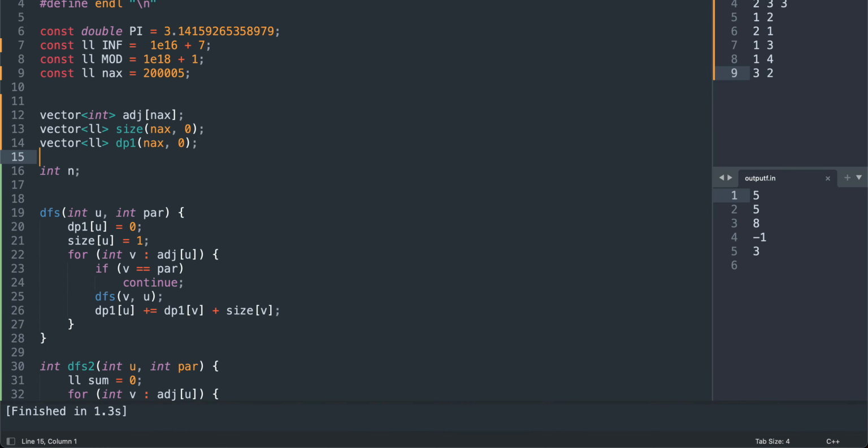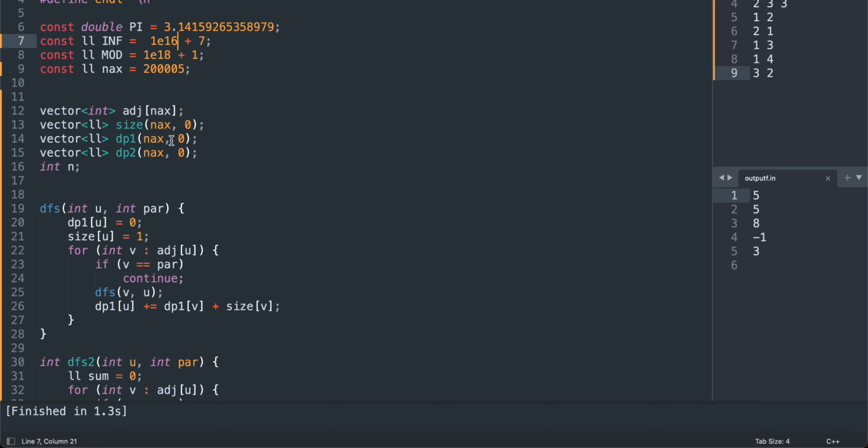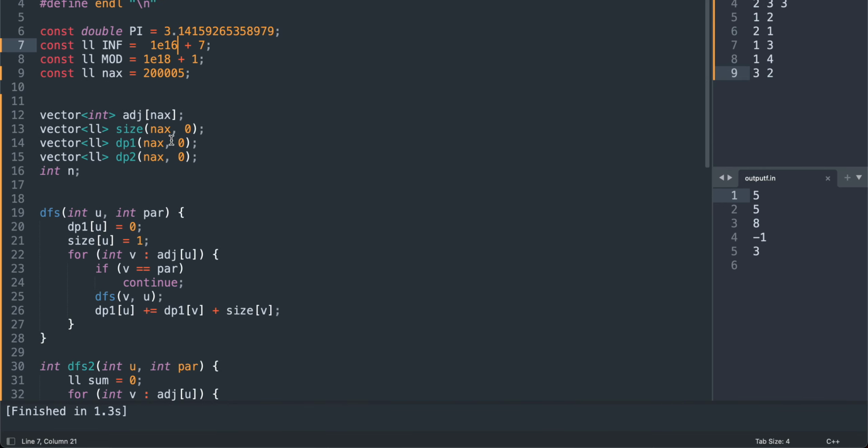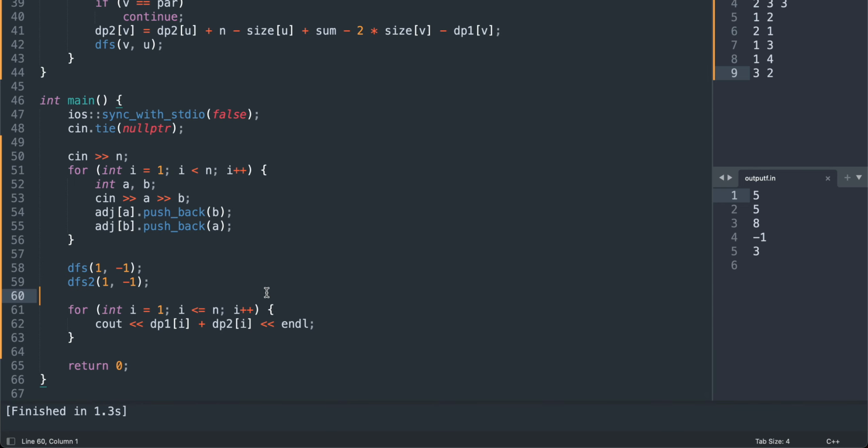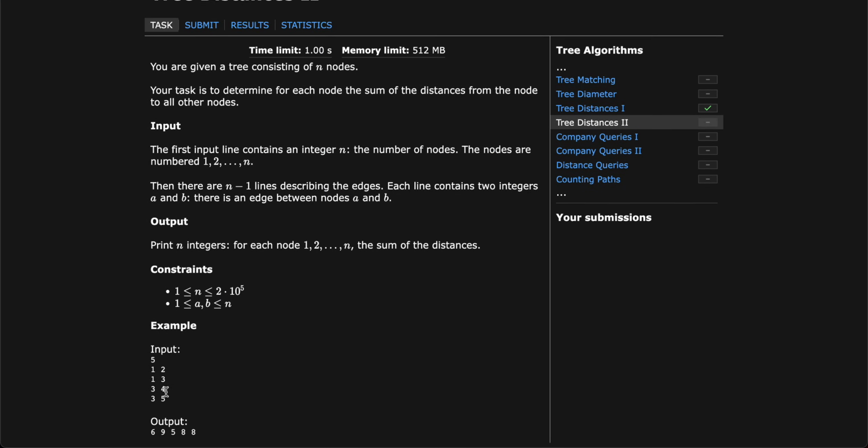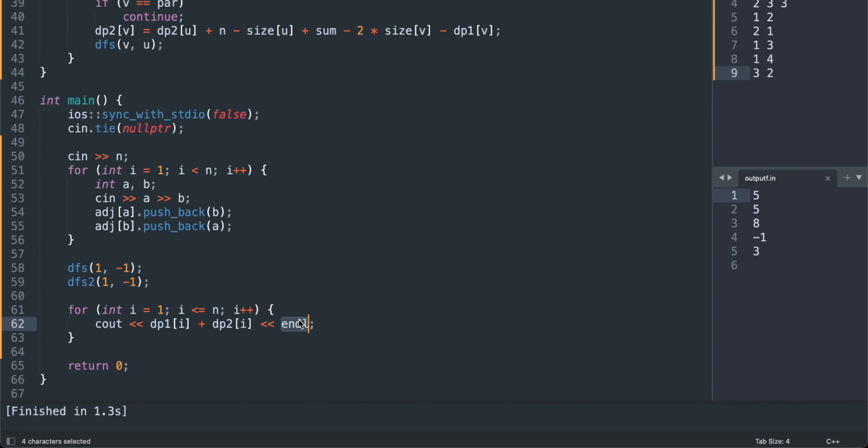What is dp2? Vector of dp2 of nax, 0. What is nax? 2 times 10 raised to 5. What is infinite? Okay, ll should work. ll is long long. Okay, let's verify. Okay, we need to write it in the same line, not this.